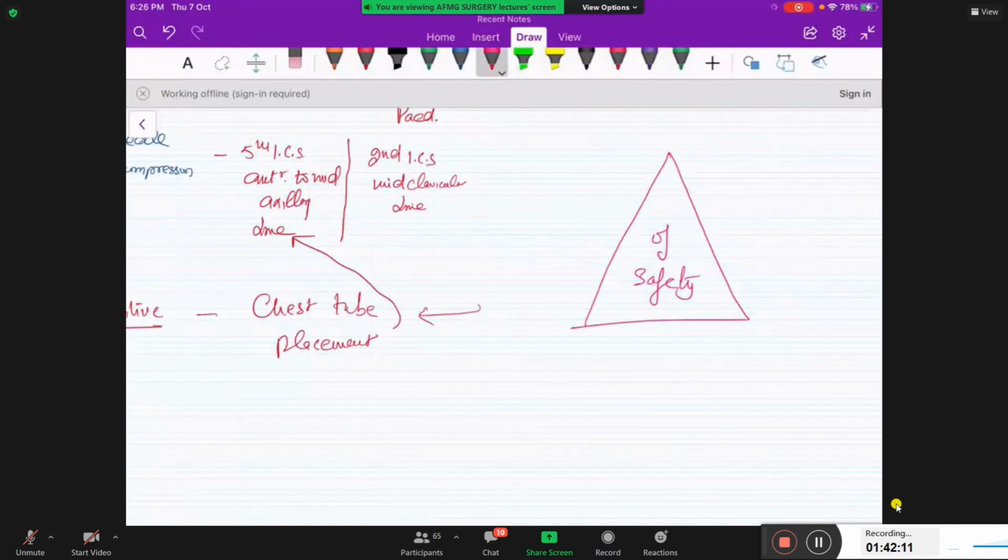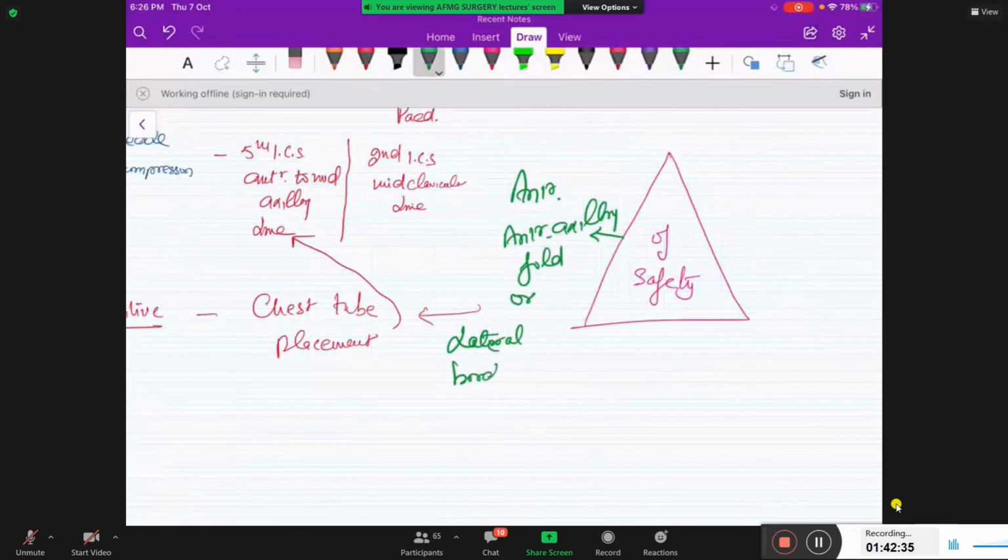What is a triangle of safety? The anterior border of this triangle of safety is formed by the anterior axillary fold, or the lateral border of the pectoralis major muscle.